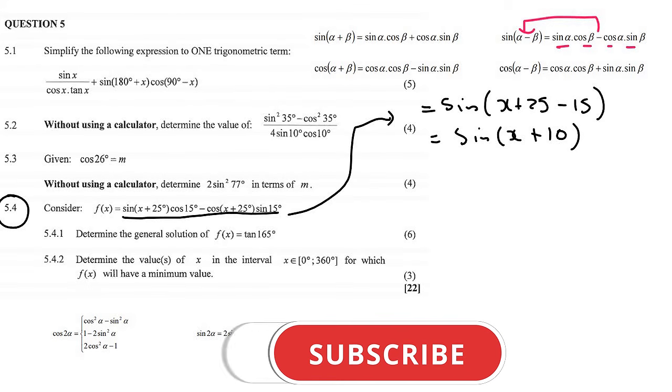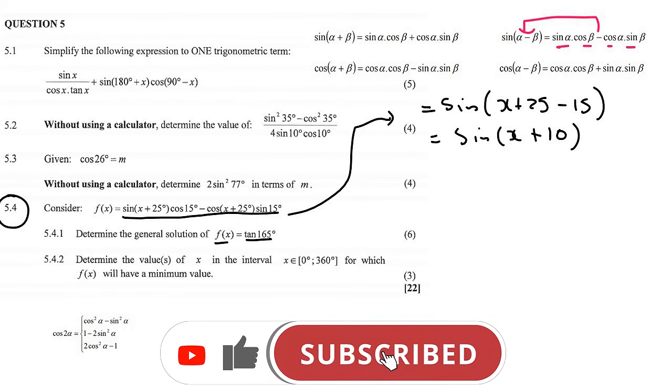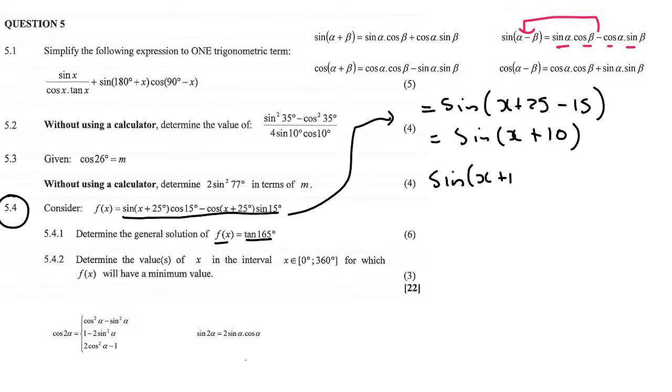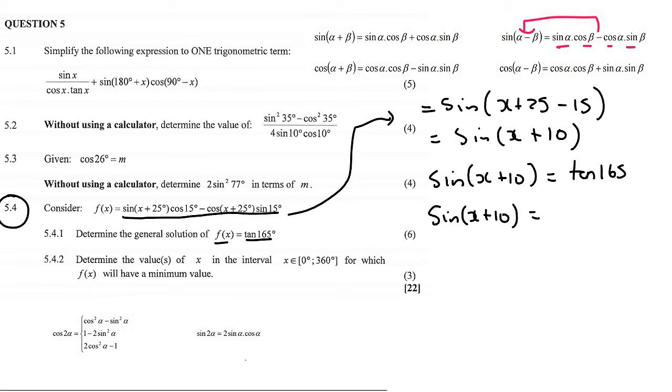Now they're saying determine the general solution of f if it's equal to tan 165. So then I can say sin of x plus 10 equals tan 165. Now tan 165 is just a number. So I'm going to type that in on my calculator, tan 165, and it gives me negative 2 plus square root 3. But I'm rather going to write it in the decimal form, which is negative 0.2679491924. Now we don't want to round off here because it's not the final answer.